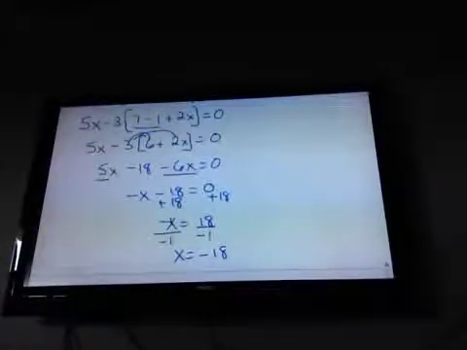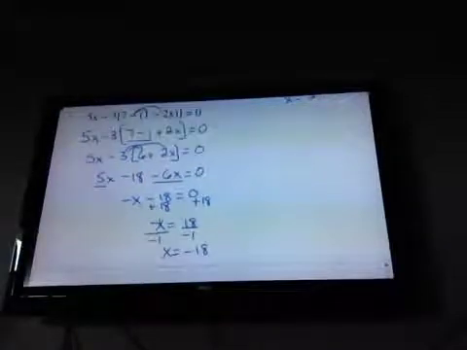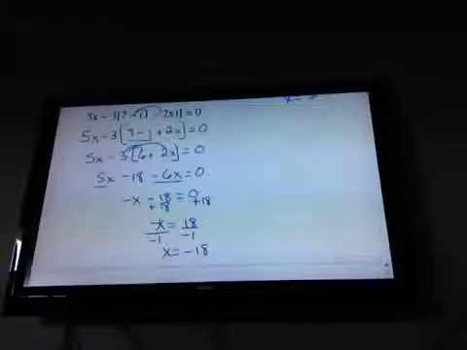So again, every answer is checkable. Plug it back in. You're solving for the value of x, so that means what you get should work in that equation.